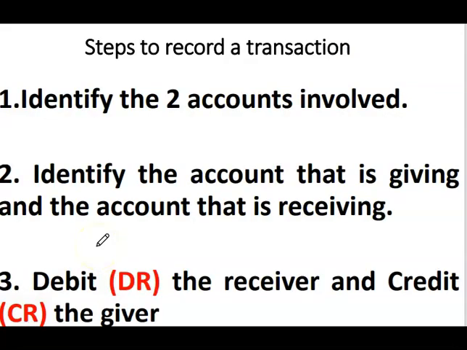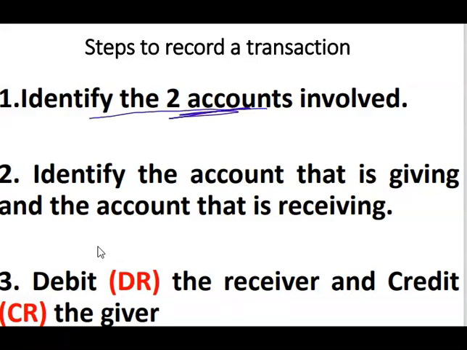Now, the question is this: how do we record a transaction? We have said transactions happen between, for instance, salary and cash account. How do we know which of these two accounts or ledgers we debit or credit? That takes us to the steps to record a transaction. Now, the first step is to identify the two accounts involved.